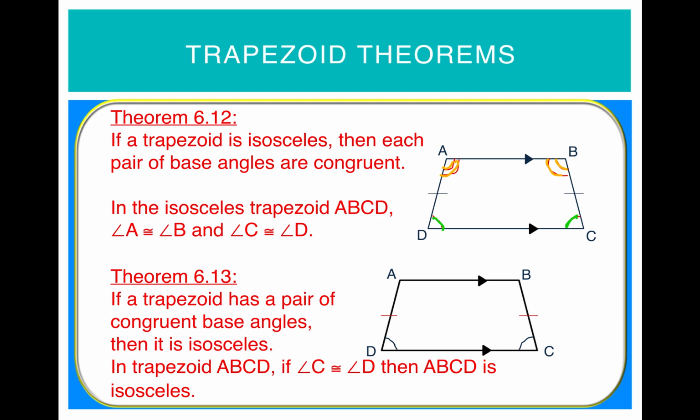Theorem 6.13 says that if a trapezoid has a pair of congruent base angles, then it is isosceles. So for example, in this trapezoid ABCD, it's labeled that angle D and angle C are congruent. And we know it's an isosceles trapezoid. It's telling us that right here, because one pair of base angles are congruent, then it is an isosceles trapezoid.